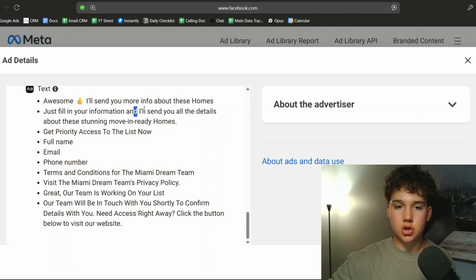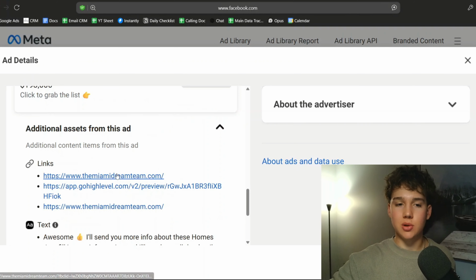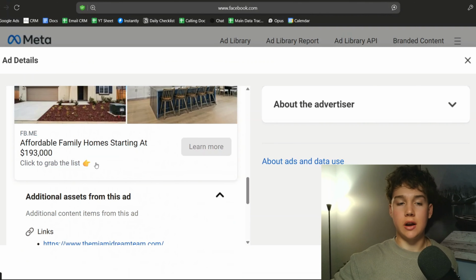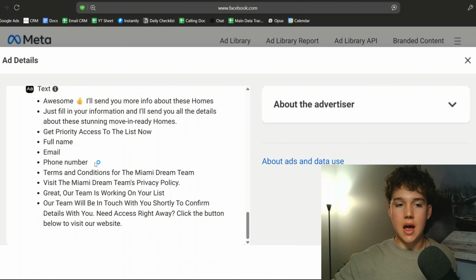Just fill in your information. I'll send you all the details. Yeah, that's fine. Get priority access to the list now. So full name, email, phone number, and that's it. Right, and that's why a lot of times you can see right here how simple it is to go through. It's like you're scrolling, you see these homes, wow, $193,000. Let me click on this, and then all you have to do, I just put in my name, email, number, and it's all auto-filled. That's the other thing about Facebook.